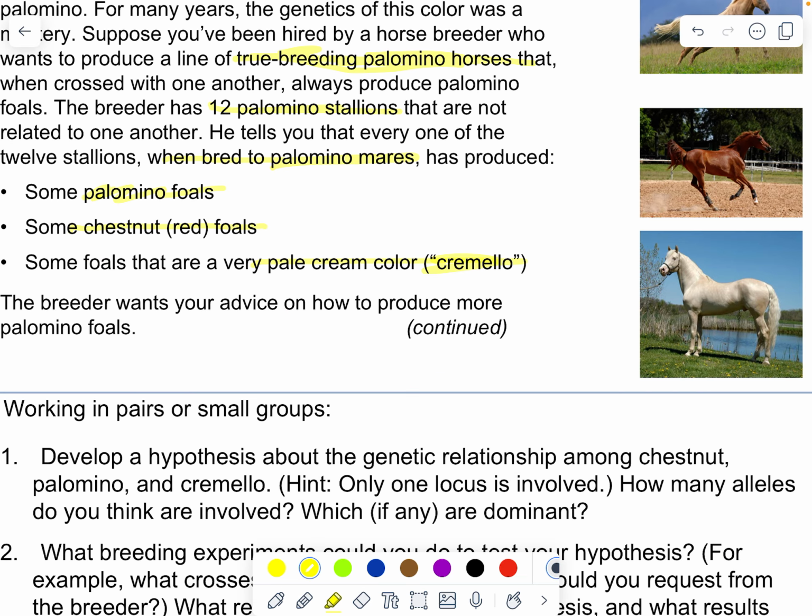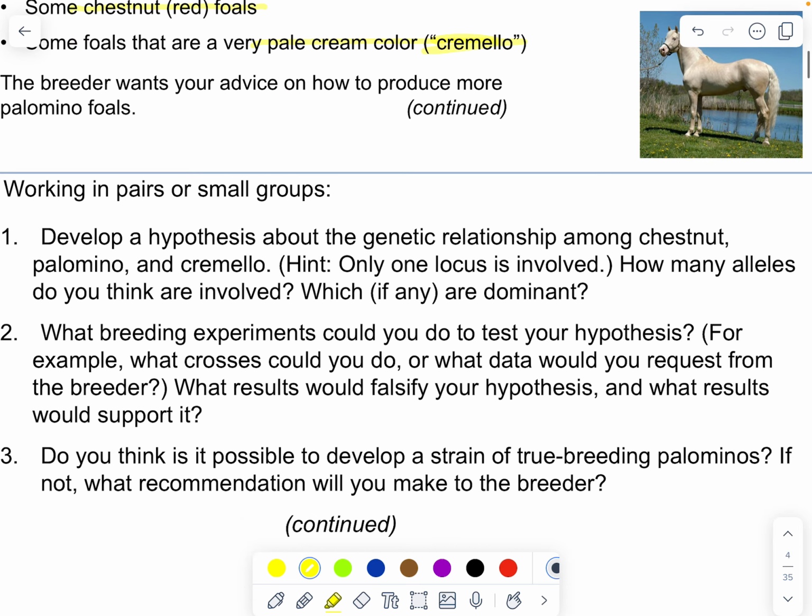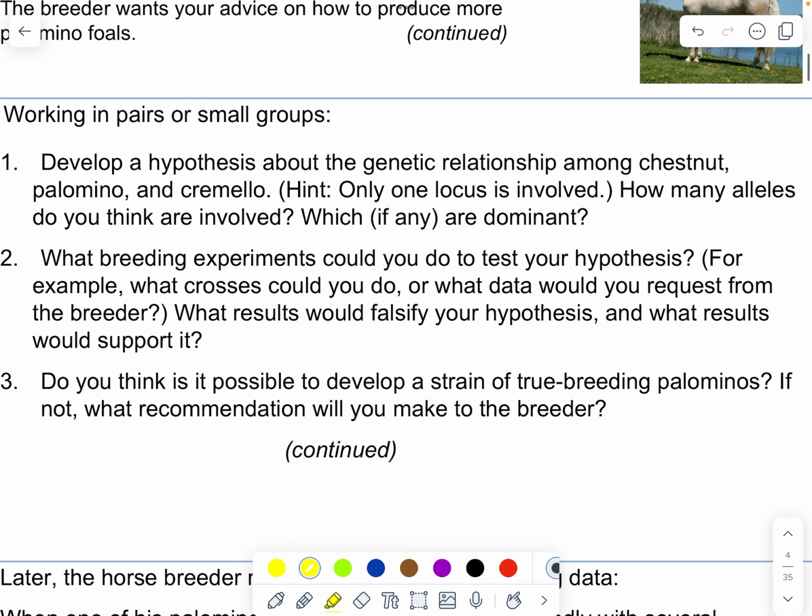All right, anyways. The breeder wants your advice on how to produce more palomino foals. So develop a hypothesis about a genetic relationship between these three types of horses. One location is involved. How many alleles do you think are around? Are any dominant? What breeding experiments could you do to test your hypothesis? What crosses? What types of horses would you cross together?